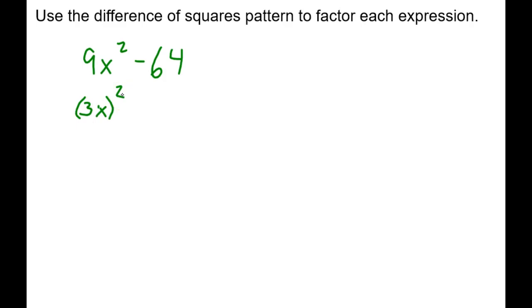Using exponent properties from earlier in the year, we would apply that squared to each of these factors inside the parentheses. So we'd have 3 squared, which is 9, x squared. Now we need to rewrite 64. 64 is the same as 8 squared. So now we're in our a squared minus b squared form. Using the difference of squares pattern, we can rewrite this as 3x plus 8 times 3x minus 8. Okay. If you wanted to check, go through the FOIL method and simplify, and you should get back to the original expression.